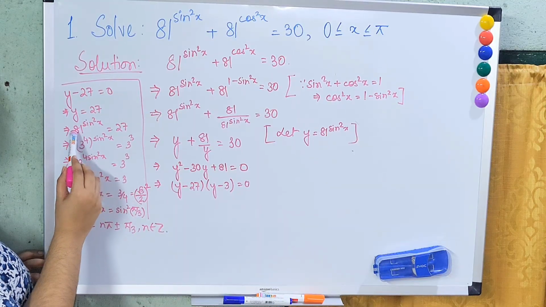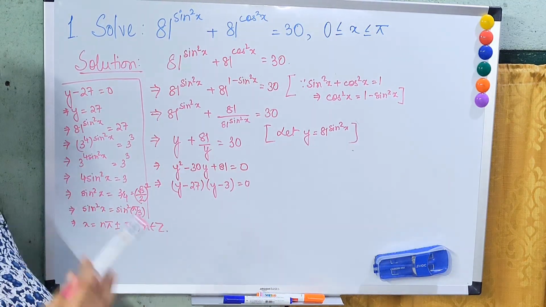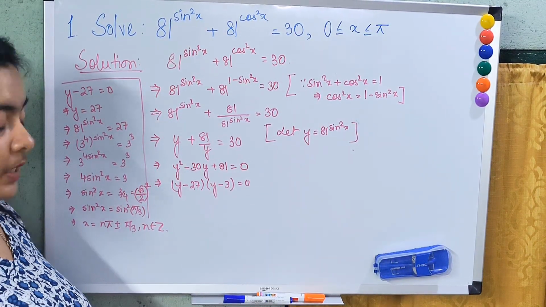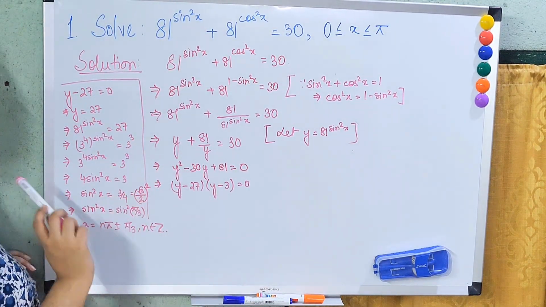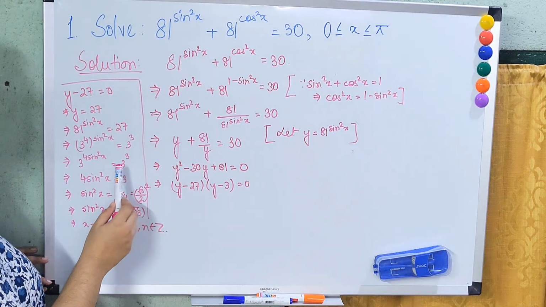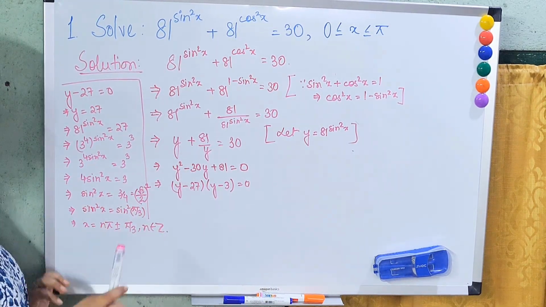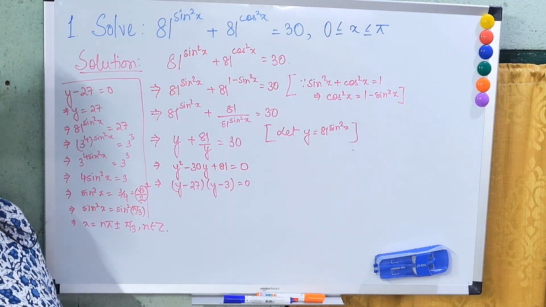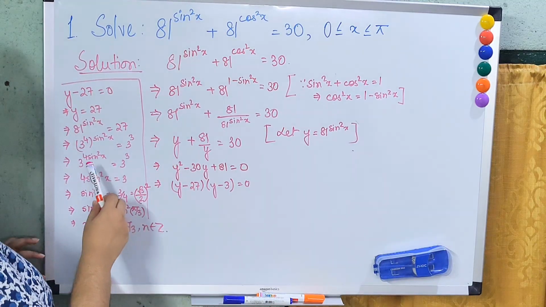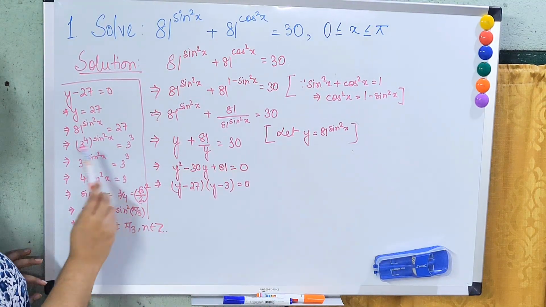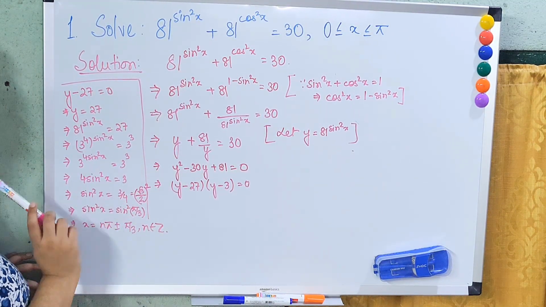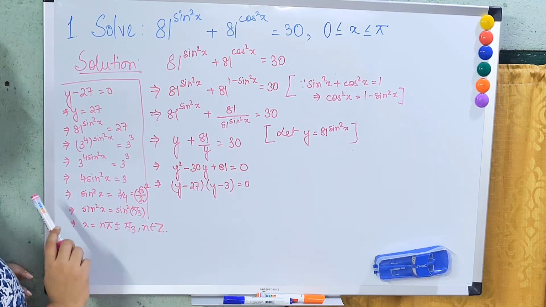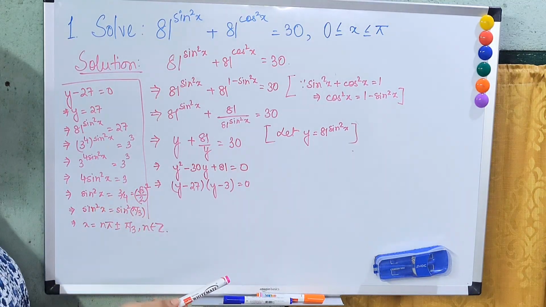Now since this can be written as 3 to the power of something, we are trying to write 27 as 3 to the power of something. So 27 is actually 3 to the power of 3. So we see that we have the base as 3 on both sides, on the left as well as on the right. And since 3 is a non-zero number, we can equate the powers. On equating the powers, we have 4 sin square x is equal to 3. So sin square x is equal to 3 divided by 4.